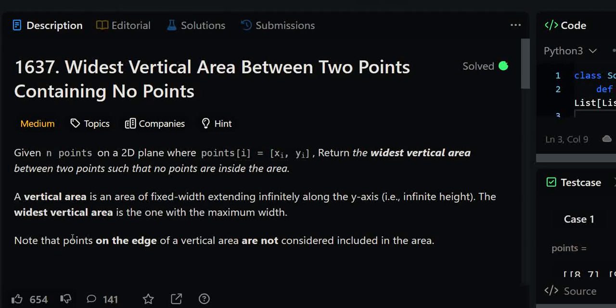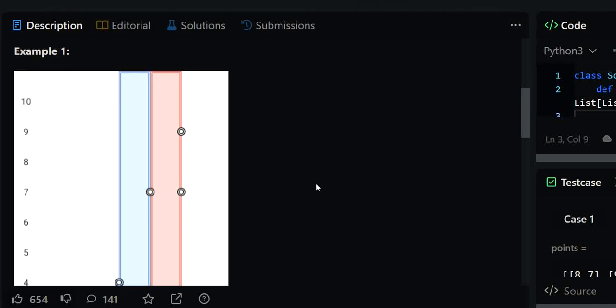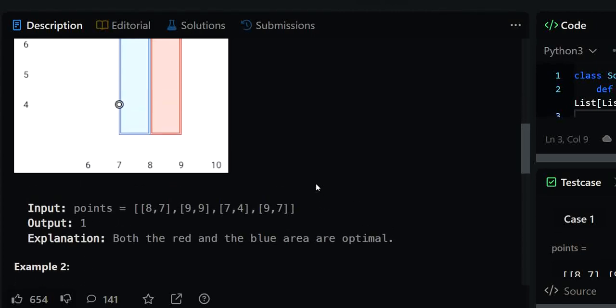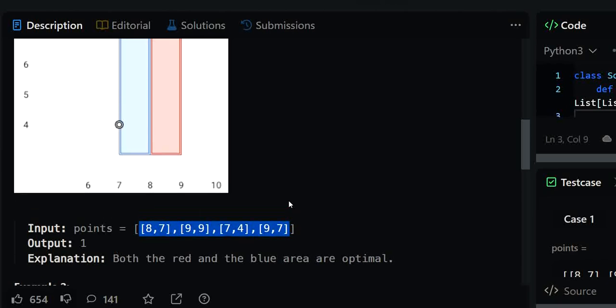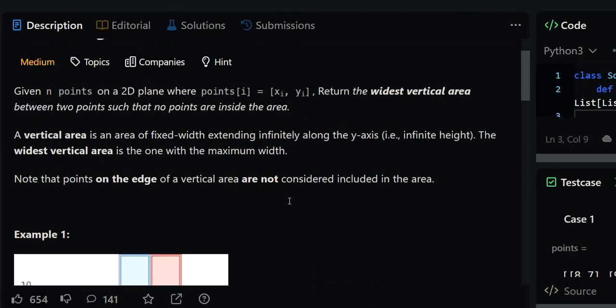And there is a note which says that points on the edge of a vertical area are not considered included in that area. So this means that in this diagram you can see these points which are coming on these edges are not considered inside the area, so they are not a restriction. So what we have to do is check and calculate the maximum width, or widest vertical area. So how can we do that?